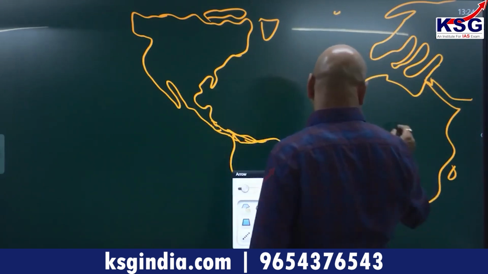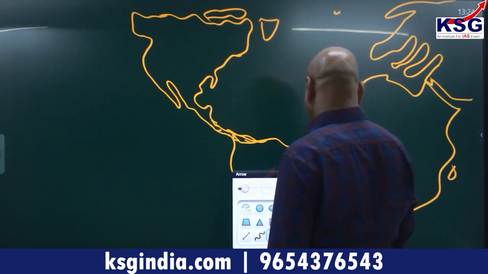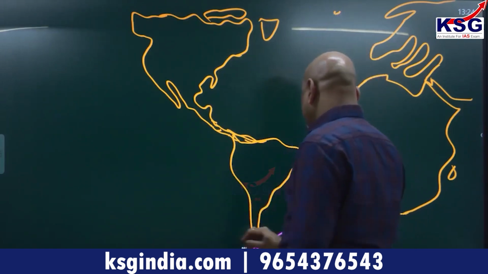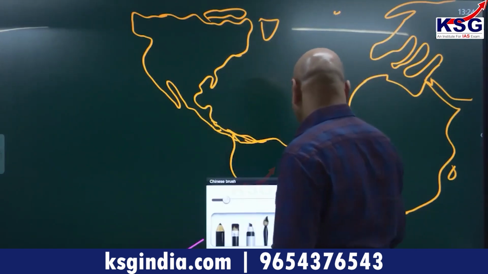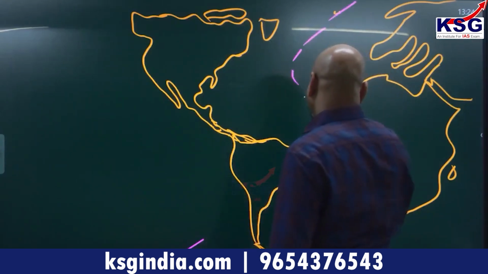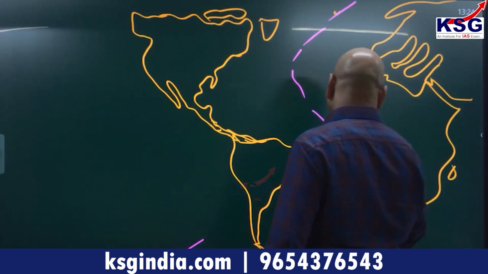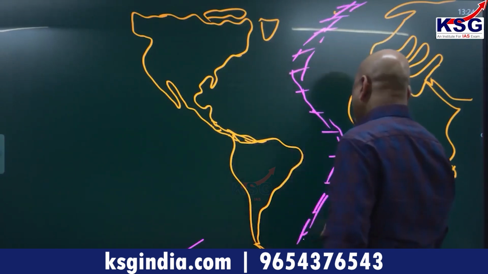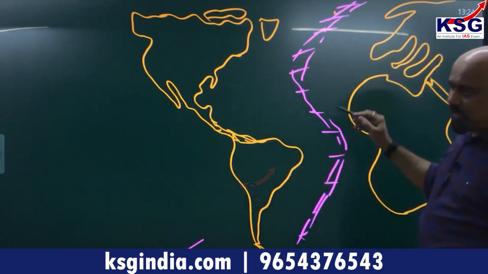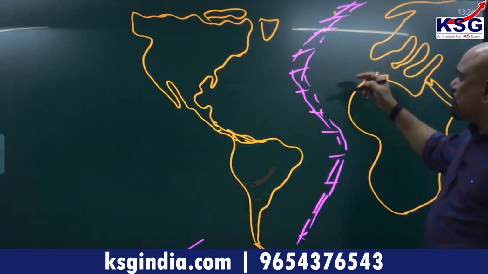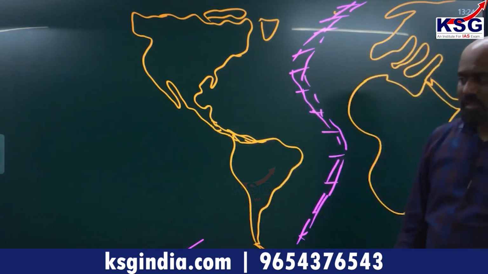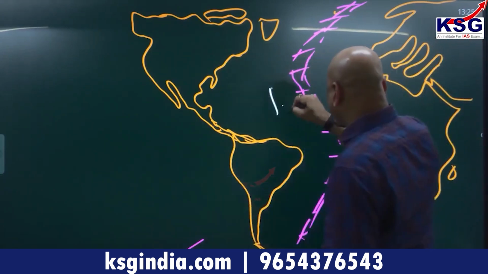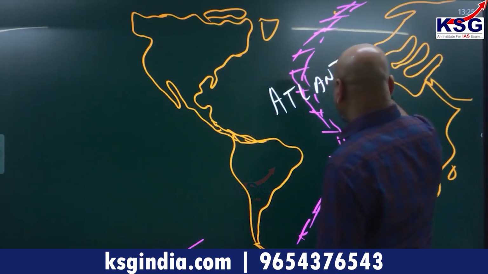According to Harry Hess, during his findings, he found a very interesting thing: at the middle of this continental part, there is a mountain, a volcanic mountain, located in the middle of the Atlantic Ocean. This is the Atlantic Ocean.